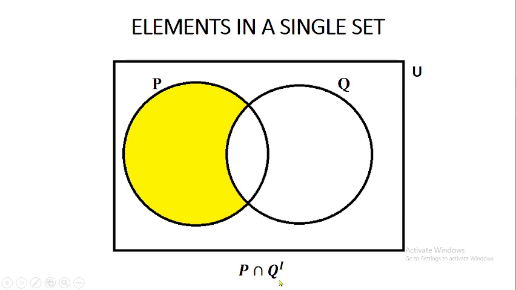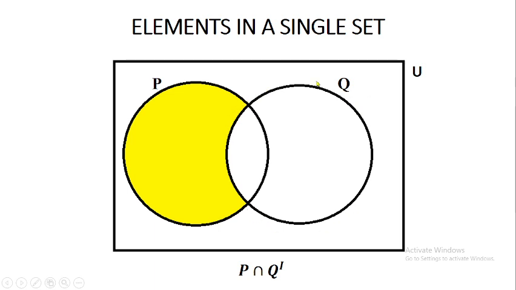P intersection Q complement. That's talking about P only. What do you mean by Q complement? Q complement means the elements in the universal set that are not in Q. So if you look at the circle of set Q now, that means I'll remove this circle. So what do I have left here? I have this one left here. That's what it means. Q complement means I should remove all the elements in Q.